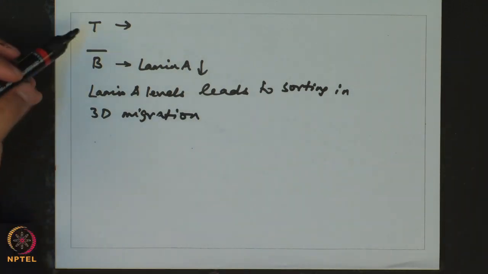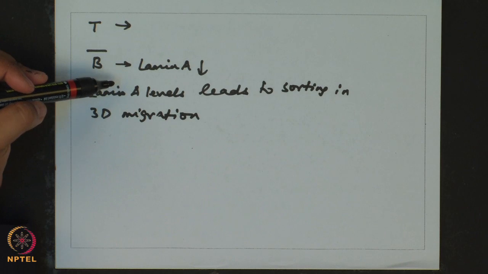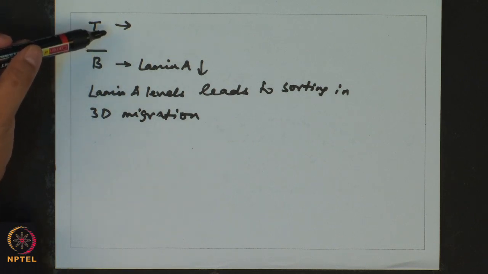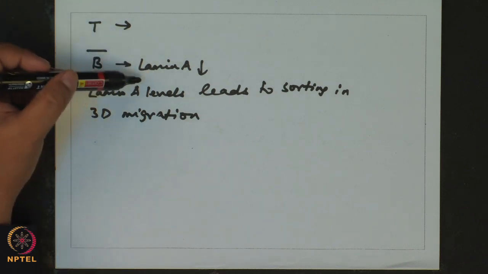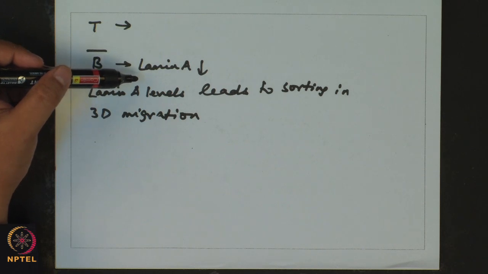Okay. So, you would see that there is a greater amount of Lamin A in the cells which remained at the top or were unable to migrate compared to the cells which did migrate to the bottom.